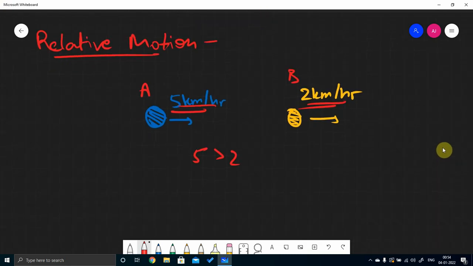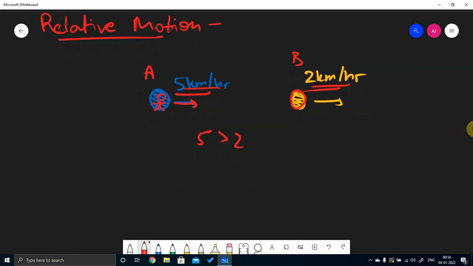Now, if I ask you, let's say you're sitting inside this car, a ball car, and you're seeing this car that's moving in front of you. Could you tell me what the velocity of car B would seem like to you? If you answered 3 kilometers per hour, that's absolutely right. Now could you tell me the direction in which this would seem to come?